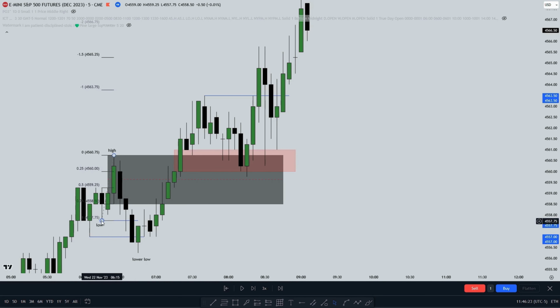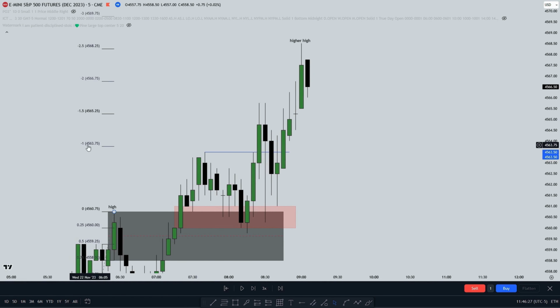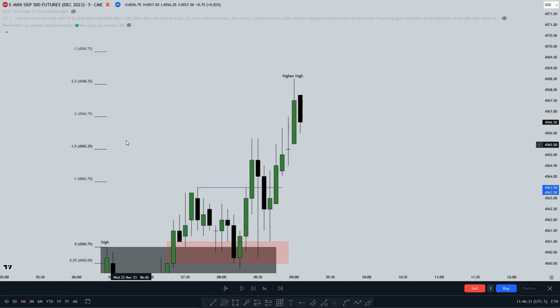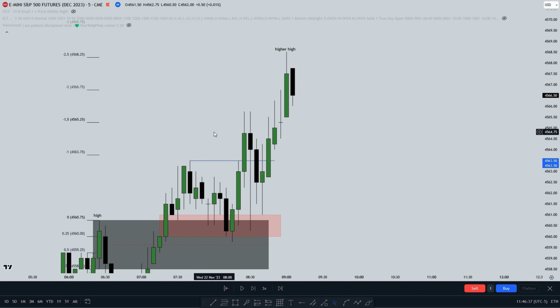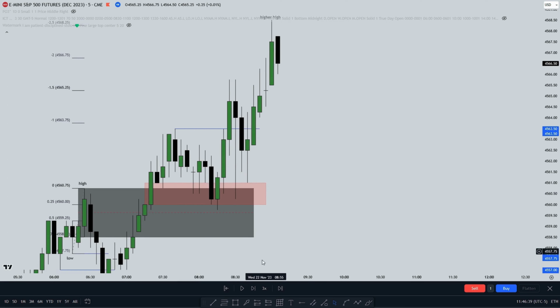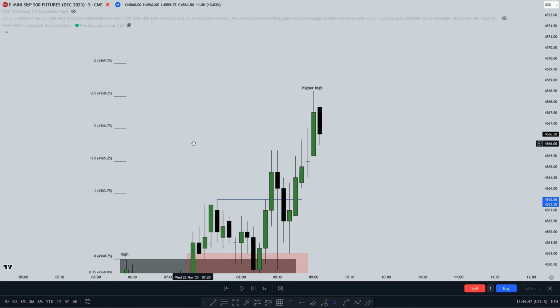As you see, from the low to the high, we came up and touched the -1 range, also -1.5 range, the -2 range, and the -2.5 range. And as you see, at the -1 to -1.5 range, we came down into this fair value gap, and then went all the way up to the -2 to -2.5 range.